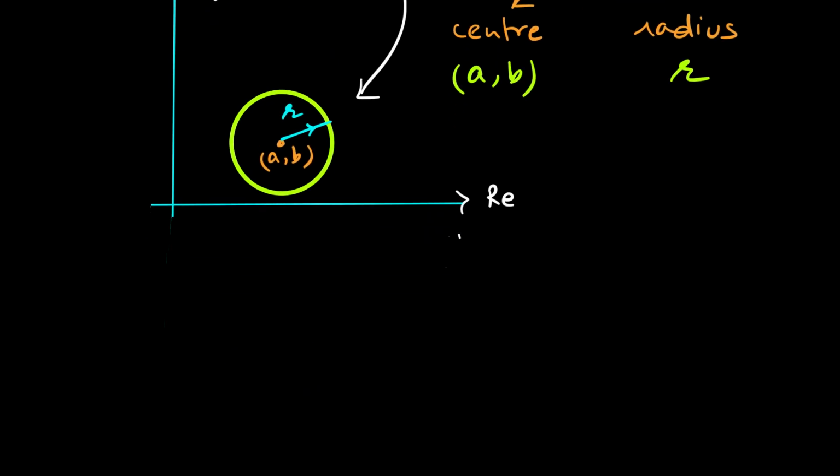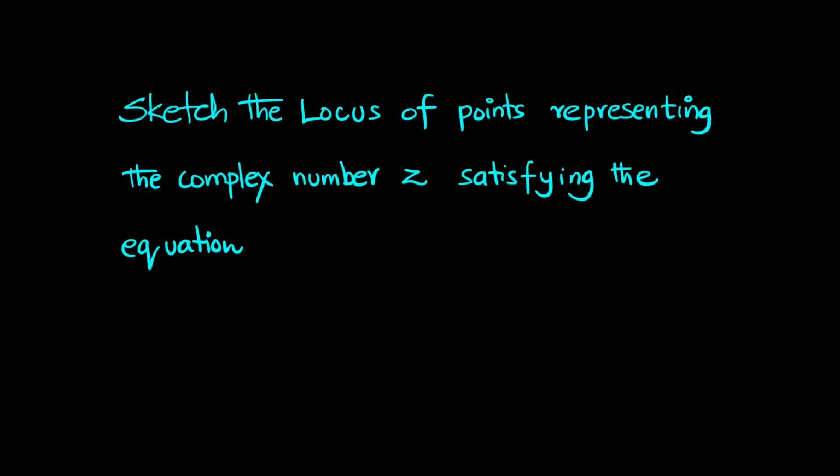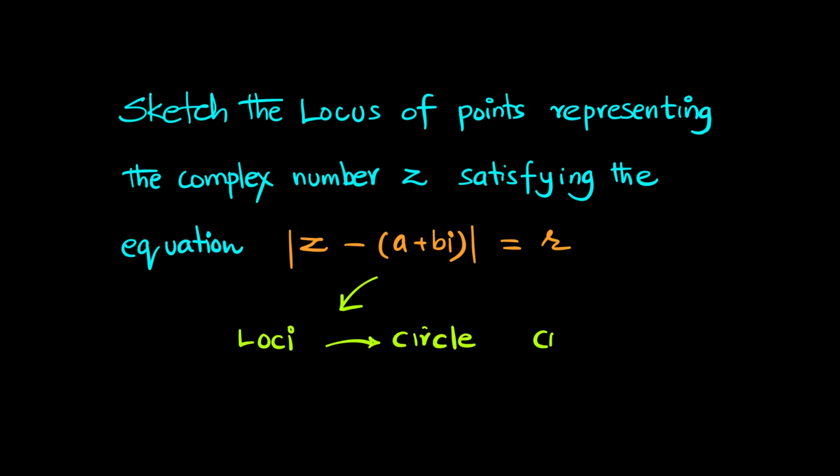Now, in this particular video, we will be focusing on this. Sketch the locus of points representing the complex number z satisfying the equation. The equation will be of the form modulus of z minus (a plus bi) equals r. We know that the locus representing this equation will be a circle. The center of the circle will be (a, b), and the radius of the circle will be r units. So let's get started with some examples.